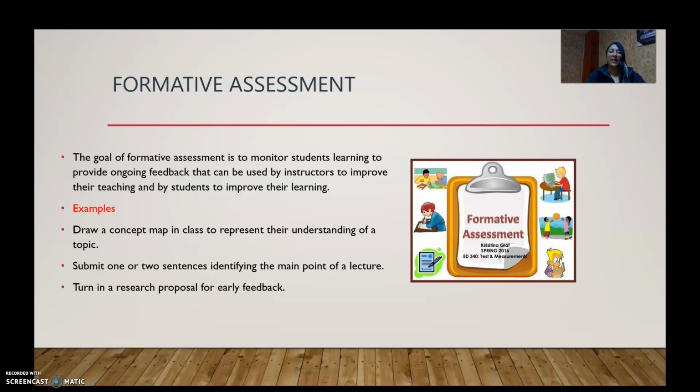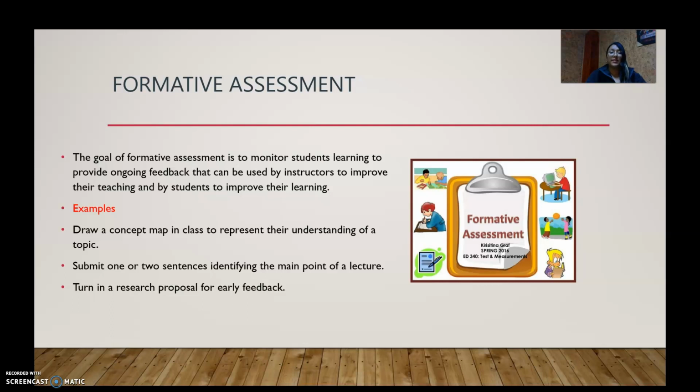Formative assessment. The goal of formative assessment is to monitor or to evaluate students' learning, to provide ongoing feedback. It means when the students participate in classes, they are showing their knowledge about what they learned during the classes of the topic of that day. This feedback can be used by instructors to improve their teaching and by students to improve their learning.